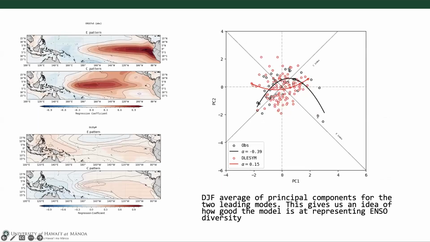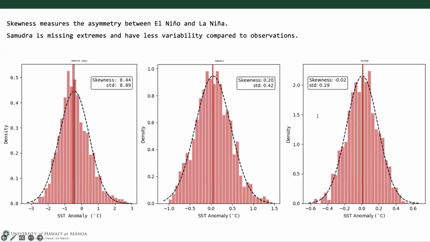Same as before, this game is even worse. It's not even able to capture any of the variability that we have. The patterns are not aligning at all. So this is one of the last assessments that we make. This is all part of a manuscript that we are working on.